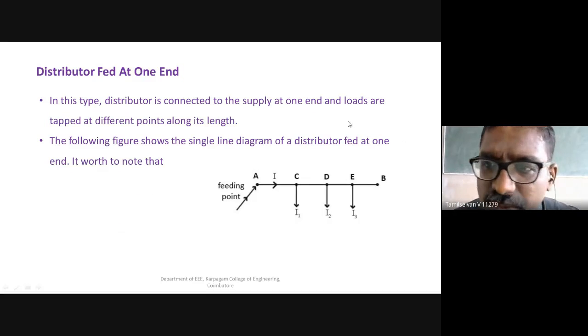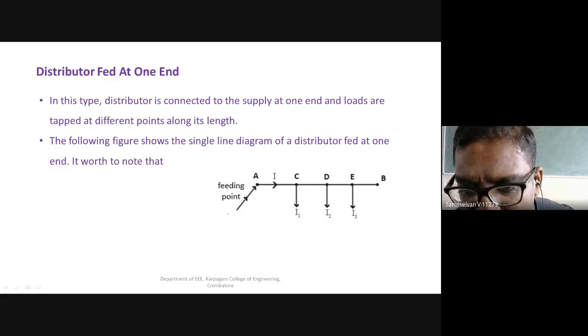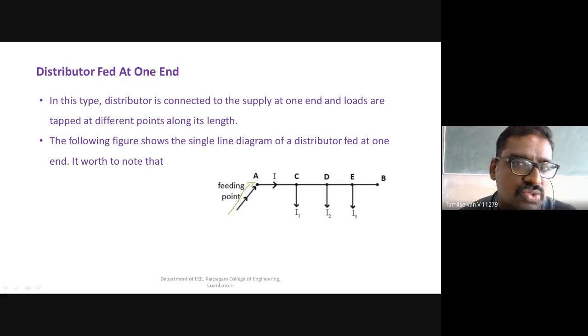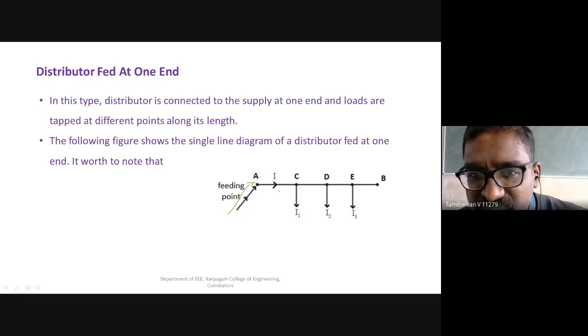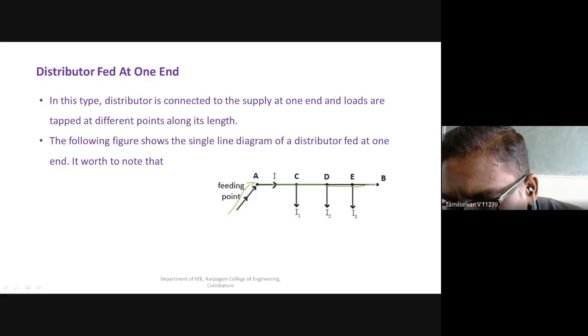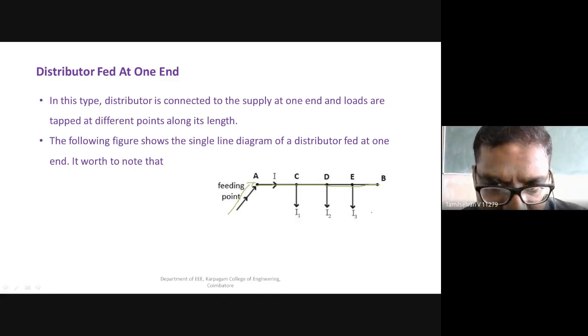If it is fed at one end, it means the power is fed at only one point. The supply is connected at one end and the loads are tapped at different points along the length of the line. One point of supply control affects the complete distributor. In this distributor, the loads tap the energy.